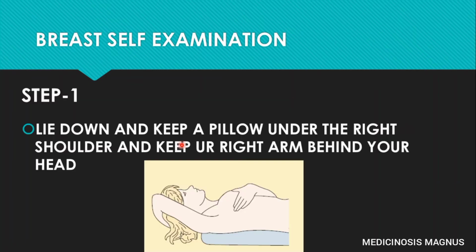Now let's see how to do it. There are just simple 5 steps in breast self examination. You could do this at home by yourself. Now step 1 is, you should lie down flat and keep a pillow behind your right shoulder. You just lift your right arm and keep it behind your head, and below the right arm, you should keep a pillow. Now, with the left hand, you should examine your right breast. This is how you do it. This is step 1.